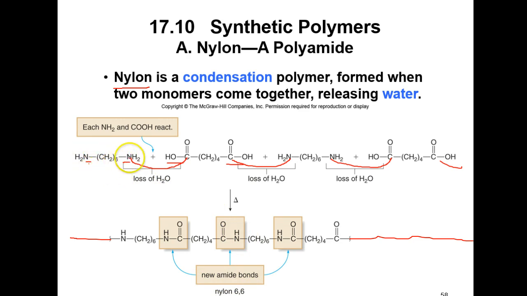It's a diamine that has 6 carbons in it, and you react it with a diacid that has 6 carbons in it. That's why you get what's called nylon 6,6, because your nitrogen compound has 6 carbons and your carboxylic acid has 6 carbons.